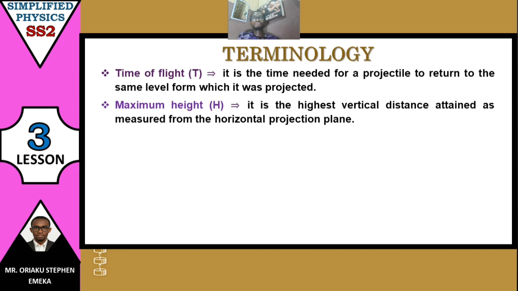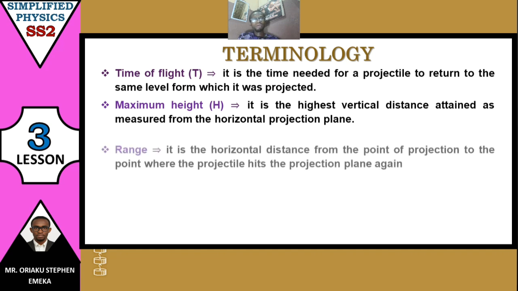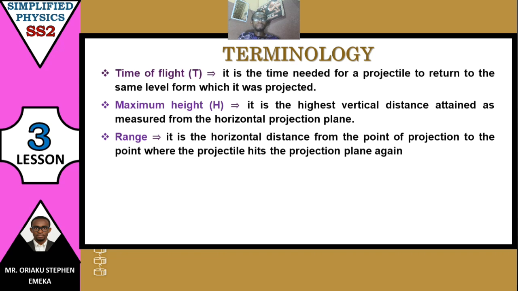Next is the maximum height. What is maximum height? When that object was flying, it has a vertical distance. The highest vertical distance it can attain, measured from the horizontal projection plane, is what we call the maximum height. We now have what we call range. Range is the horizontal distance from the point of projection to where the projectile hits the projection plane.